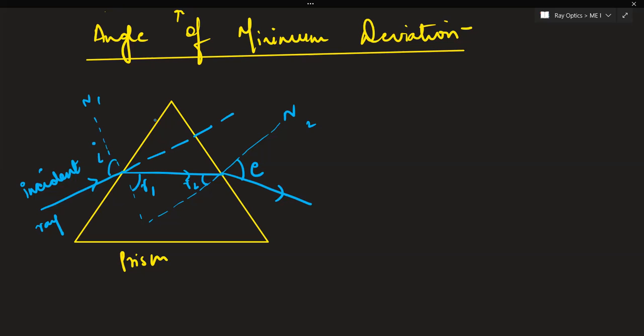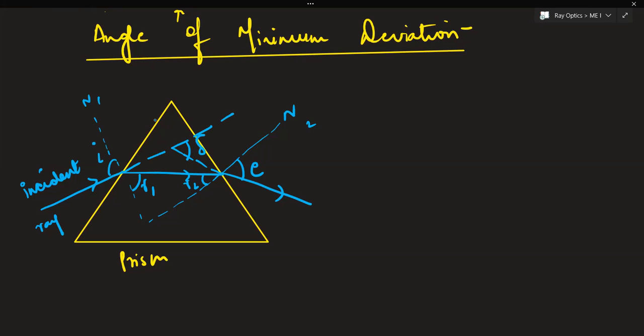Now, how much deviation has occurred? This much deviation has occurred. So this is the angle by which the ray has actually deviated. This delta, this is known as the angle of deviation.